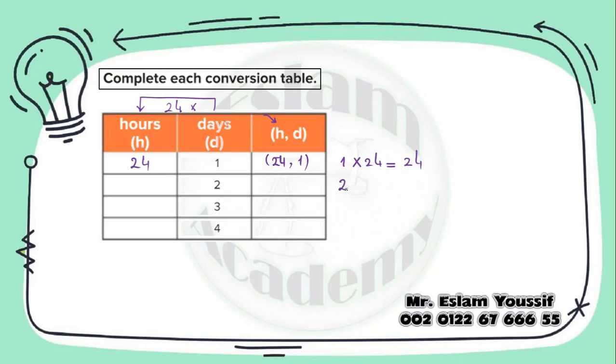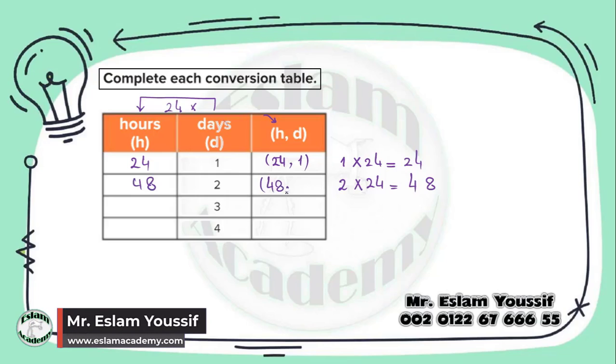Now we have 2 days. If we need to convert from days to hours, we just multiply, because we convert from the greatest unit to the smallest unit. 1 day is equal to 24. So we just multiply 2 times 24. 2 times 4 equals 8. And 2 times 2 equals 4. So the answer will be 48. And now we have 48 hours, which is represented by 2 days.